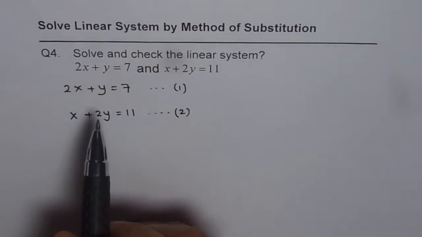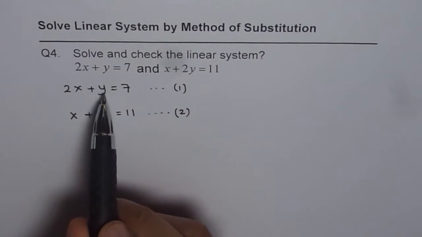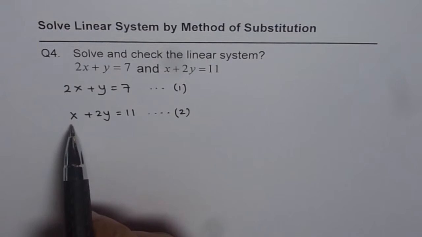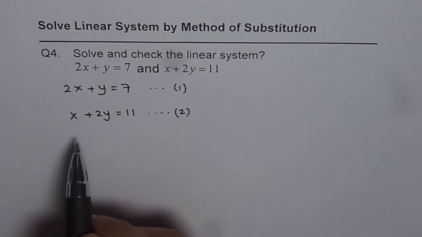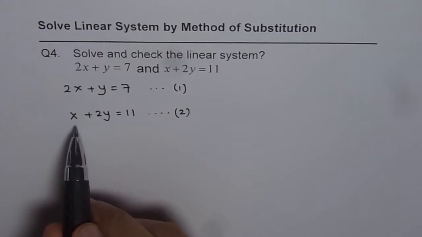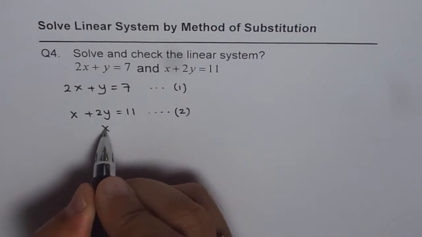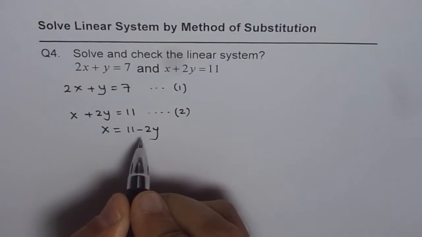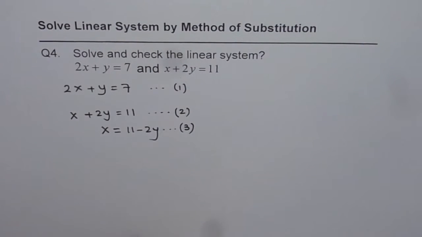Now as I said, from equation 1 we can write what y is in terms of x, but we can also use equation 2 and write x in terms of y. So let's this time use equation 2 and write what is x in terms of y. We can write from here x is equal to 11 minus 2y, right? So we'll label this as equation number 3.